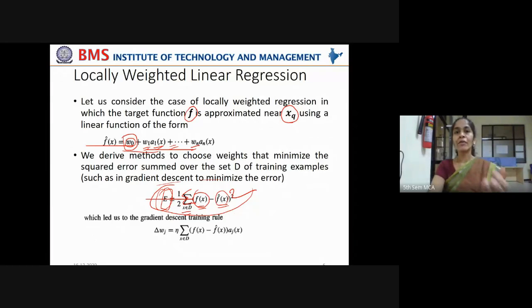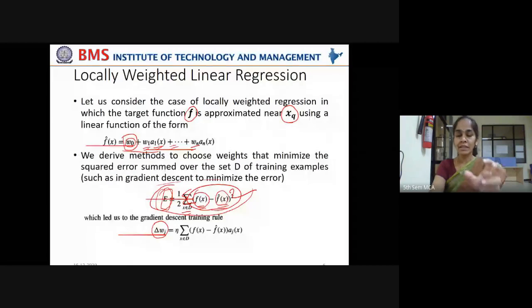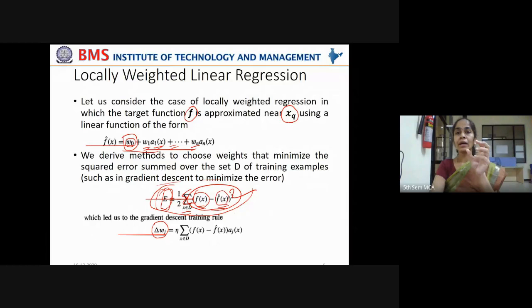What we have done there, whenever there is a prediction error, in order to reduce the prediction error, you are adjusting the weights. In this case, how do you adjust the weight in order to reduce this prediction error, f of x minus f cap of x? There is some difference in the prediction, right? There is some error in the prediction. Now, how to reduce that error in the prediction? By adjusting the weights.